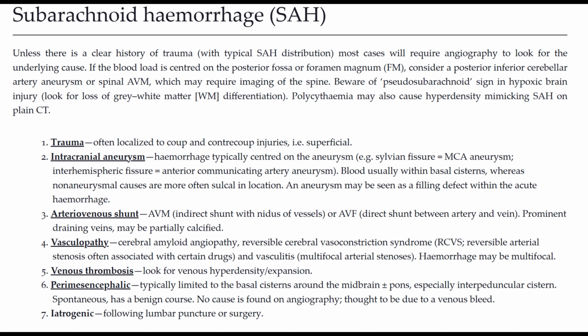3. Don't miss mimics. Hypoxic brain injury and polycythemia. 4. If posterior fossa or foramen magnum blood, think PICA aneurysm or spinal AVM. In exams, pattern recognition and cause correlation are the keys to confidently reporting subarachnoid hemorrhage.